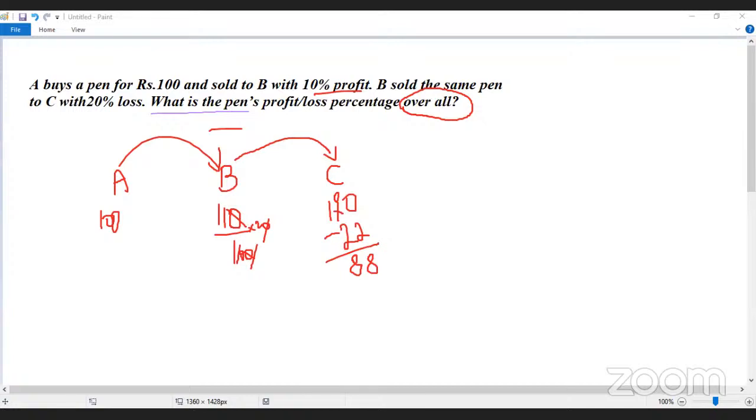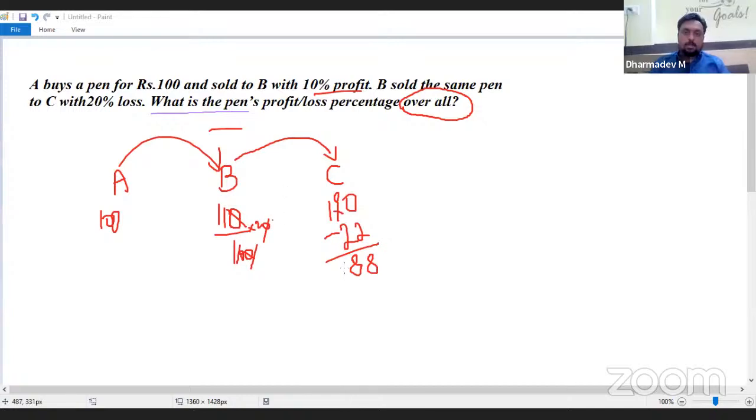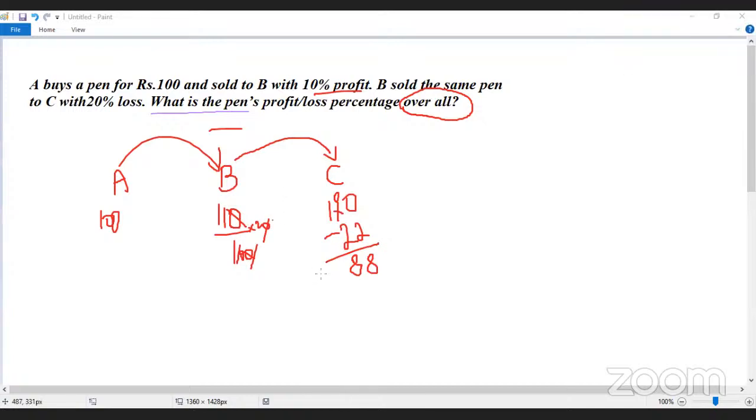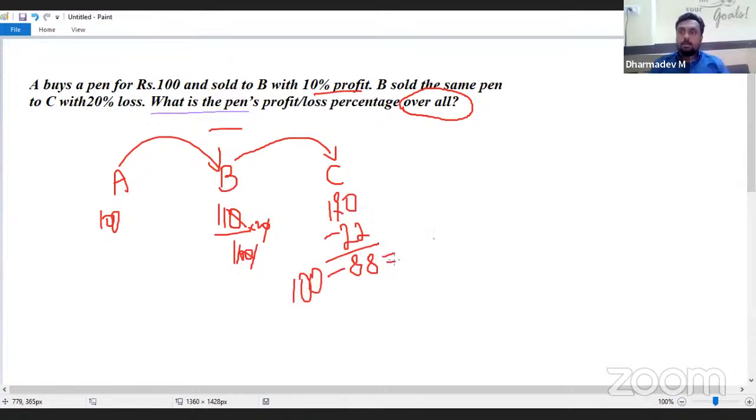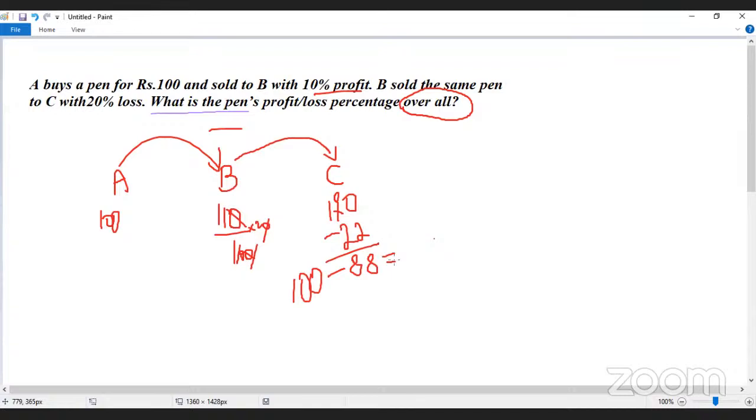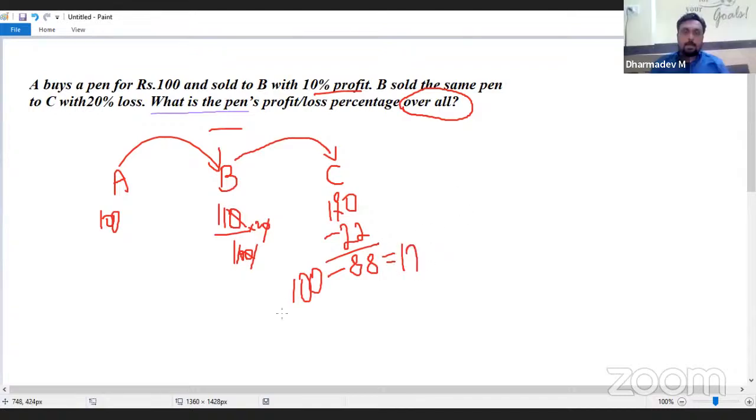11%, sir. 88, 100 minus the 88. 11% loss, I think. 100 minus 88 is 11. Yes, sir. No, 12. Oh, 100 minus 88, sorry, 12 percentage. So it is 12% less.